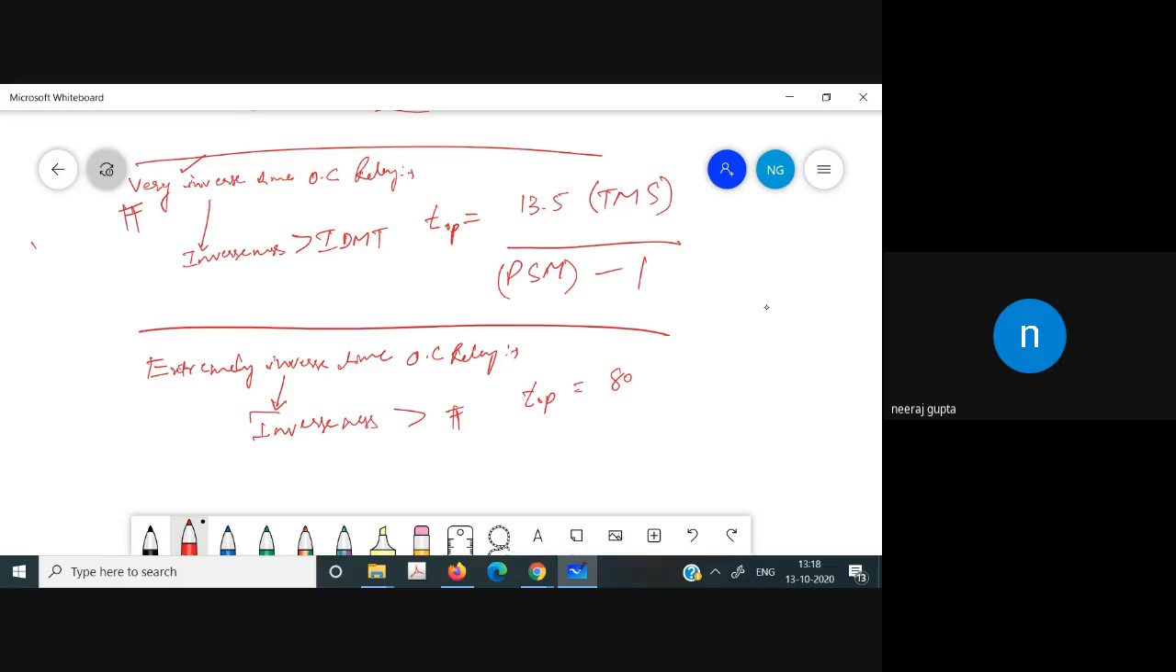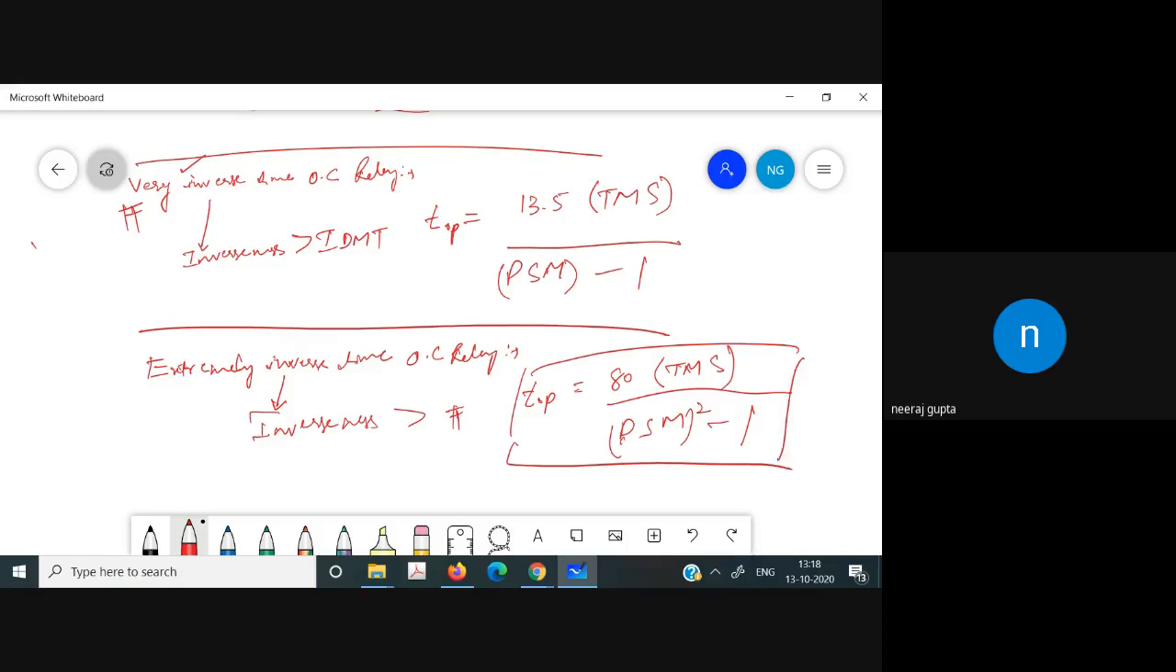AT into TMS divided by PSM square minus 1. So the operating time of this relay is given by this. So we have the very inverse time overcurrent relay and the extremely inverse time overcurrent relay.